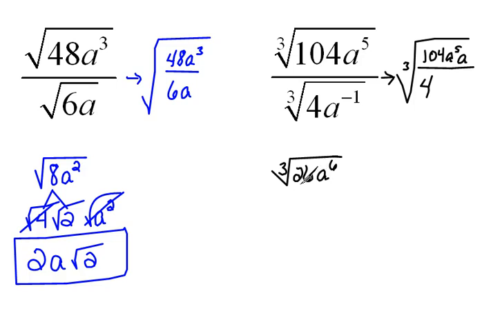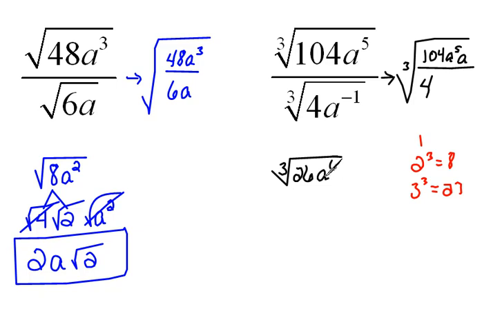Now, we need to see if we can simplify any further. 26 is not a perfect cube. And in fact, our perfect cubes would be 1 cubed is 1. That doesn't help us. 2 cubed is 8. Well, 8 doesn't go into 26, so we can't break it down using an 8. 3 cubed is 27, and that's too big. So that this will not break down any further at all.